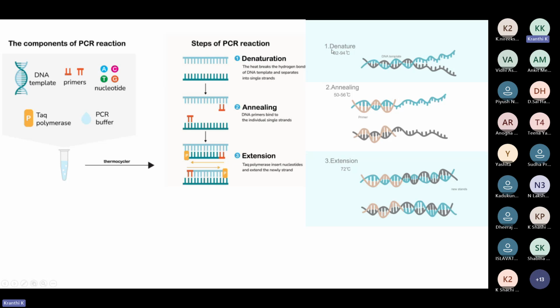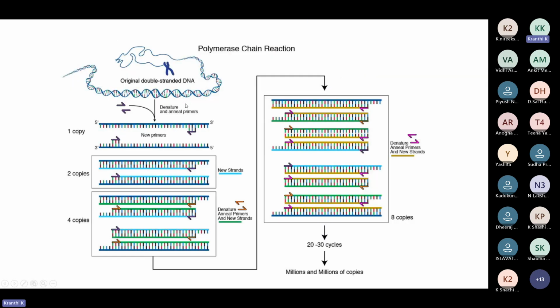Then again you change the temperature to 92 degrees. Again these will get denatured. Again you change it to 50 to 56. Then the primer will link to this one. Again you change the temperature. Changing the temperature manually outside is not possible, right? 92 to 94, then immediately, this is for example, 1 second. See this, again the same, then it's a double-stranded DNA, right?